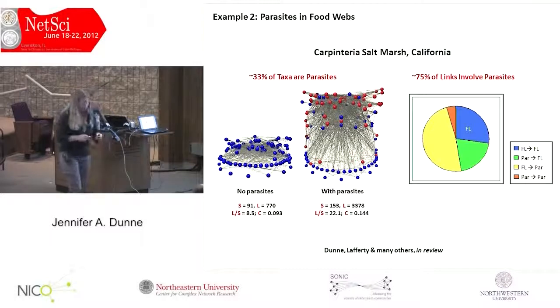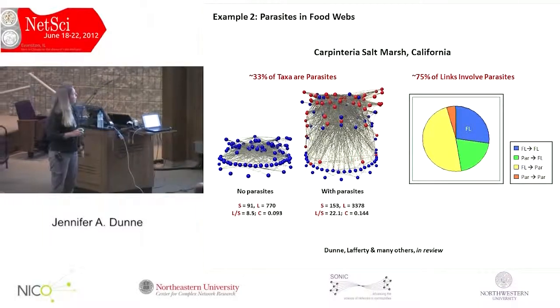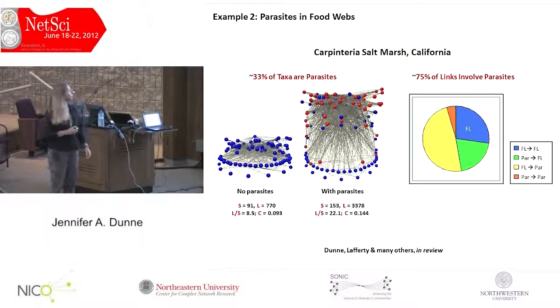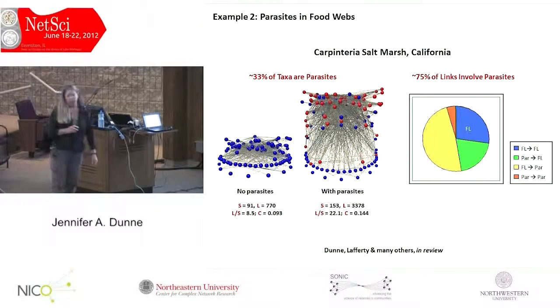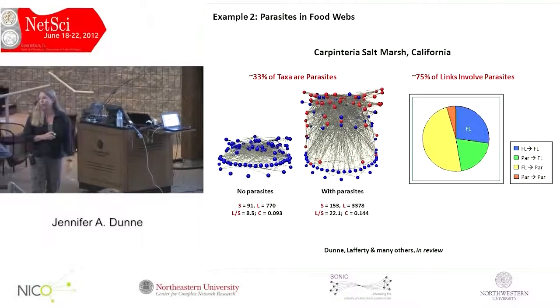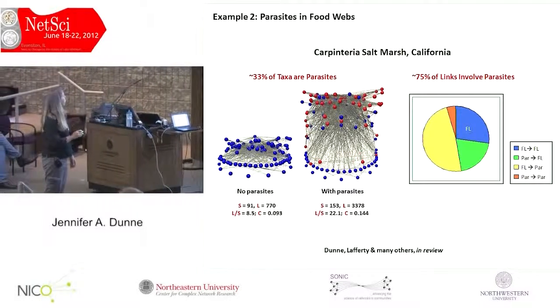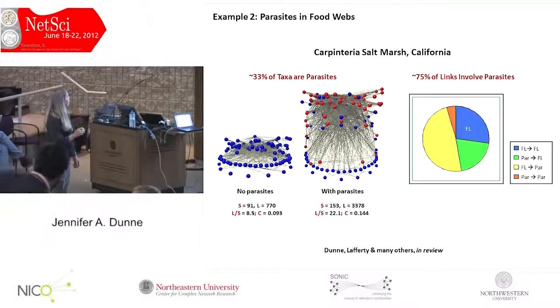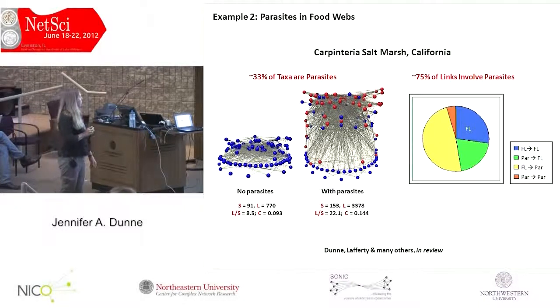And so there's a working group that brought together parasitologists and food web people that's put together a bunch of really amazing new data sets with highly resolved parasite information included. So here's your food web without parasites. This is for an intertidal system, about 91 taxa, 770 links.